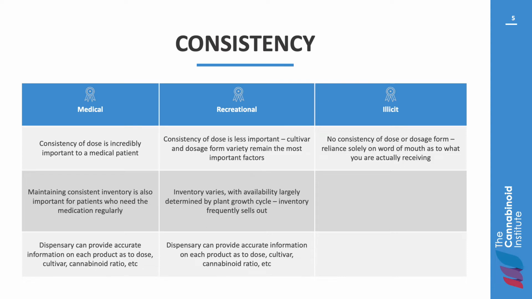Within a recreational program, consistency of dose is less important. Cultivar and dosage form variety remain the most important factors. Inventory in recreational programs tends to vary, with availability largely determined by plant growth cycle, as inventory frequently sells out. Recreational dispensary staff can also provide accurate information on each product as to dose, cultivar, cannabinoid ratio, and other pertinent information.